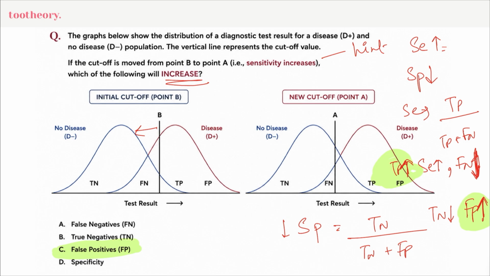So essentially this is exactly how you're going to go about these questions. They're extremely easy if you know the formulas and if you know the steps to follow.